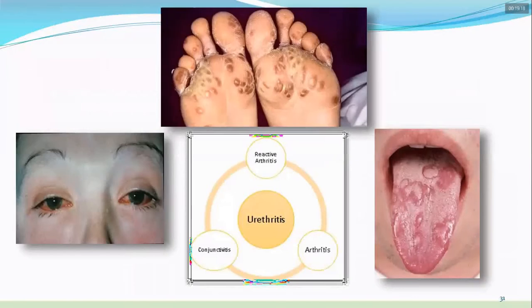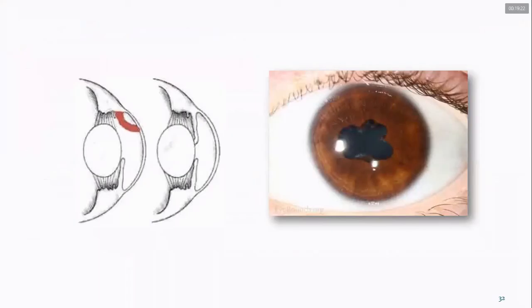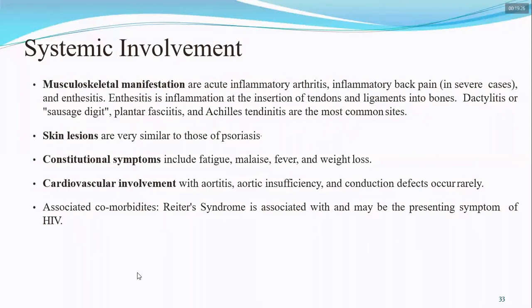Systemic involvement includes musculoskeletal manifestation. Skin lesions can be there, like in psoriasis. There will be constitutional symptoms like malaise, fever, fatigue, and weight loss. Cardiovascular involvement like aortitis and aortic insufficiency. And then associated comorbidities, like it may be the presenting symptom of HIV.